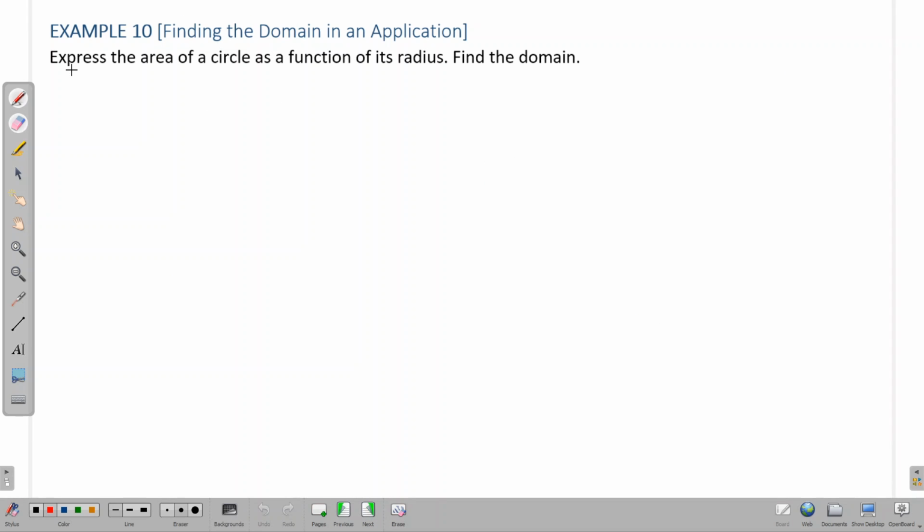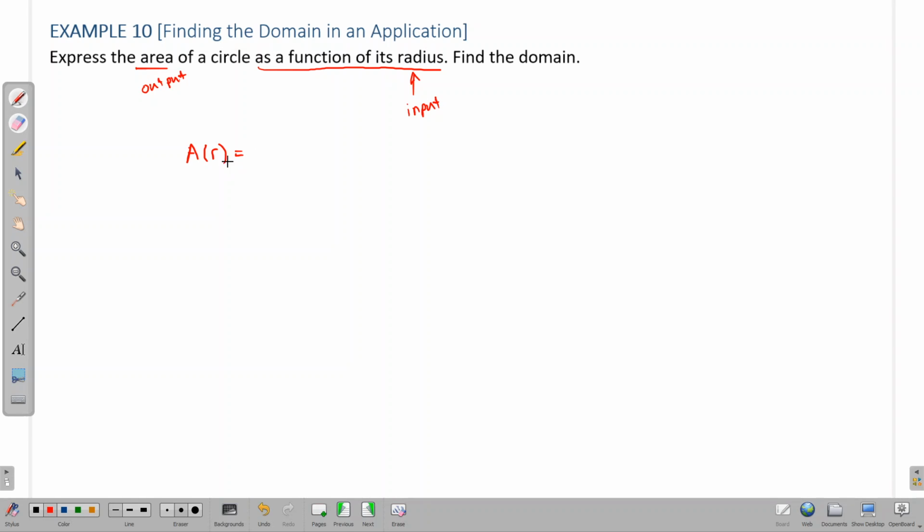Okay, so this example says express the area of a circle as a function of its radius and then find the domain. Now, as soon as you see this as a function of its radius, that means that radius is input and this must be output. Another way to write this then is if area is the output and radius is the input, it's A of r. Area is the output of the function, radius is the input.